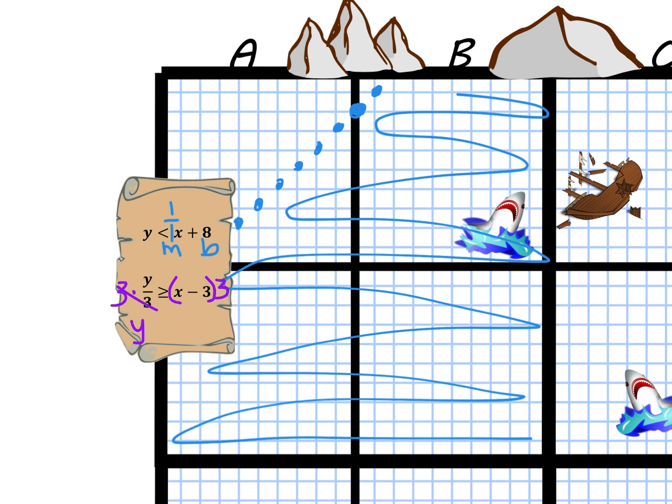Okay, now I'm multiplying by a number, so do I need to flip my inequality symbol? Well, no, because I'm multiplying by a positive 3. It's only when you're multiplying by a negative number. Alright, let me go ahead and distribute that 3. So 3 times x is 3x, and 3 times negative 3 is negative 9. There we go. So let me graph it.